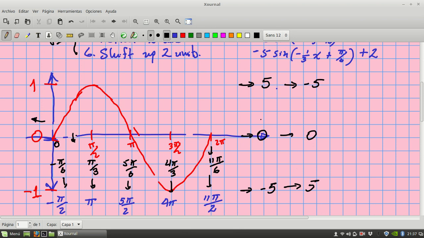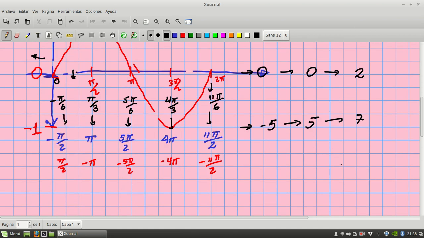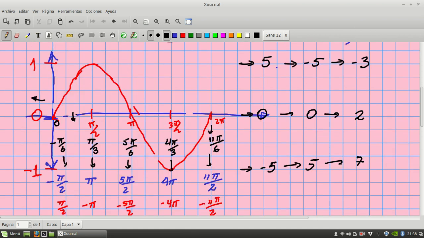Okay, and finally shifted up 2 units. So if I shift negative 5 up 2 units, it becomes negative 3, this 0 becomes 2, and this 5 becomes 7. Okay, so notice that with this new scale, I have a lot of information from the function.